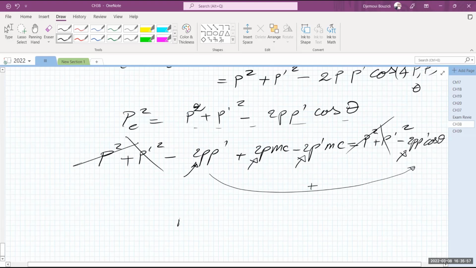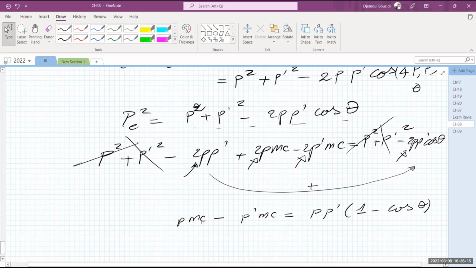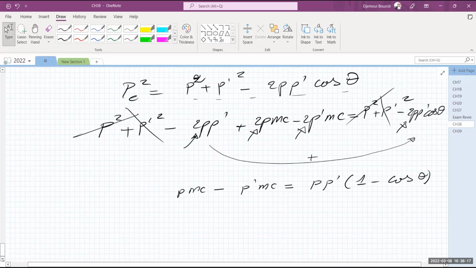So I have a PMC minus P prime MC is equal to P times P prime. Remember, the 2 is gone, okay? And I'm left with a positive 1 in here minus cosine theta. We're almost there. All we have to do now is sub the values.